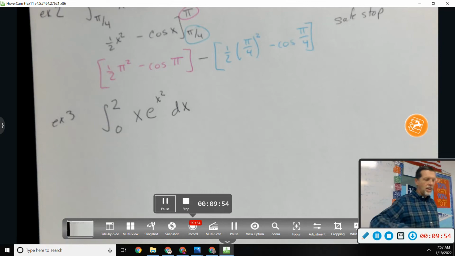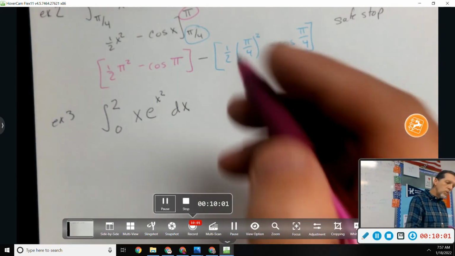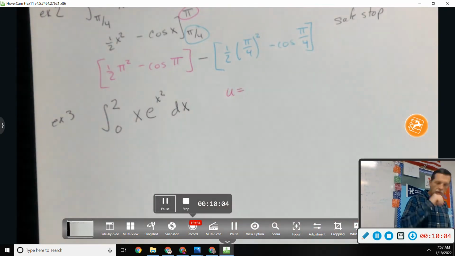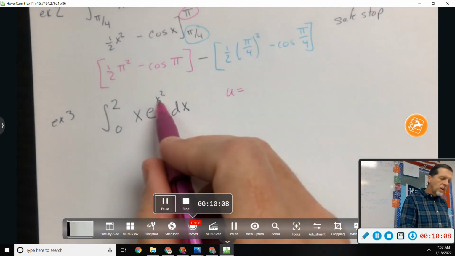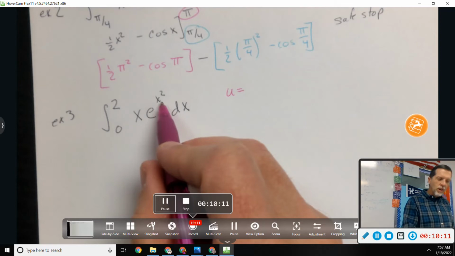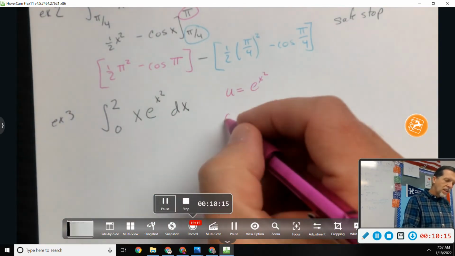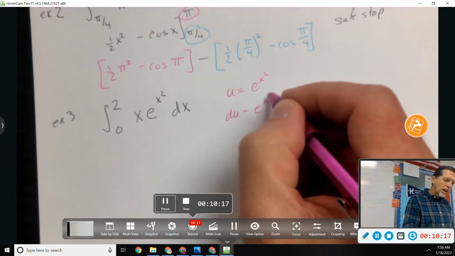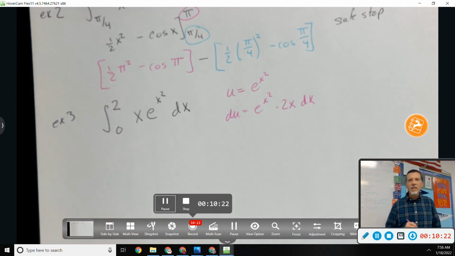So do you see a good choice for what u could be? Well, we wouldn't do e to the x. We could do e to the x squared, but then, don't write this down because it's not right, then du would be e to the x squared times 2x dx. That's a lot going on. You sort of overshot what u should be.